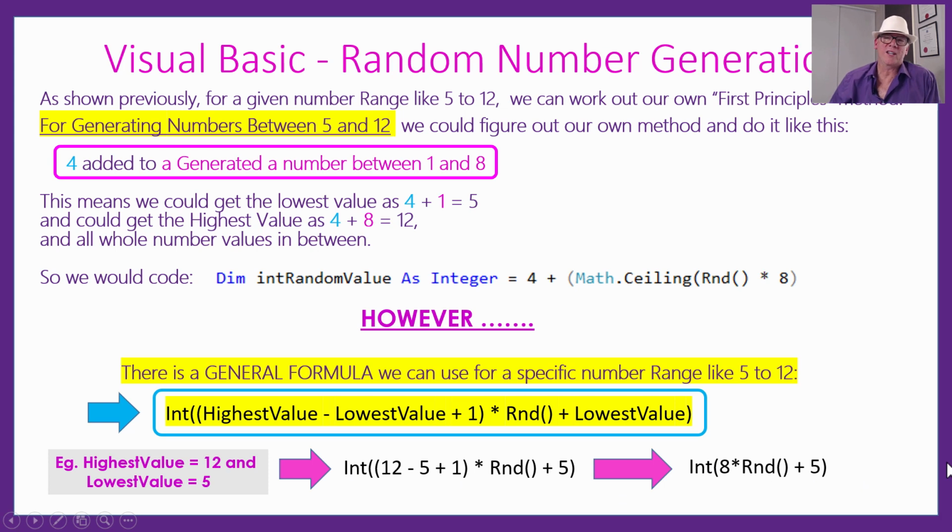And remember, if you're stuck, you can always Google for this, or someone's already made a YouTube video on this, if you look on YouTube, for how to generate random numbers between two values in Visual Basic.